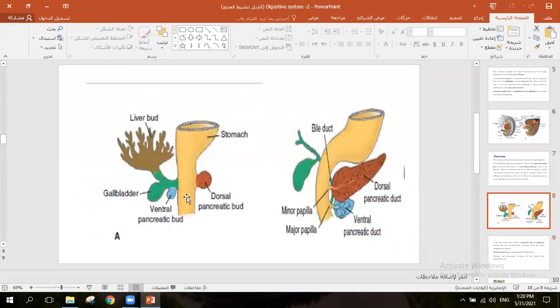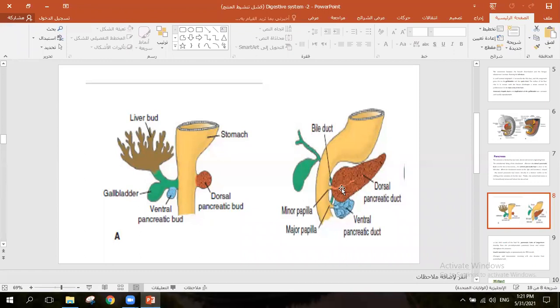Pancreas at the beginning will be formed from two buds. Dorsal pancreatic bud in the dorsal mesentery, ventral pancreatic bud below the bile duct. With the rotation of the stomach and the duodenum, the ventral pancreatic bud will become below the dorsal pancreatic bud. يعني بنفس الجانب راح تكون.